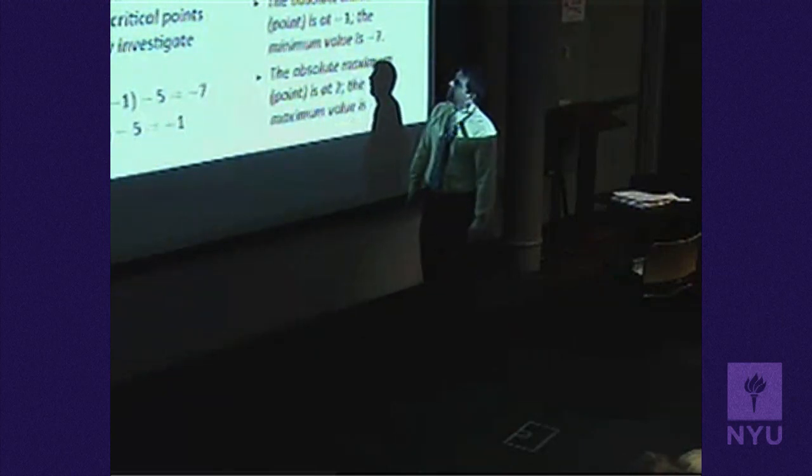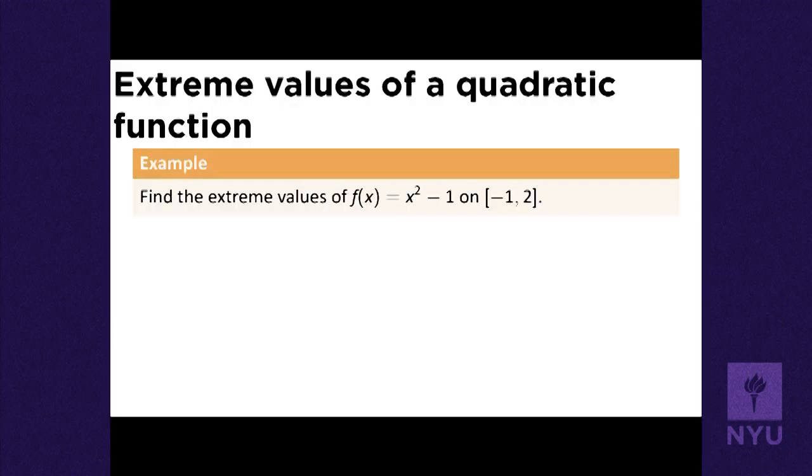Okay. Well, that was too easy, I guess. We should try something harder, like find the extreme values of f of x equals x squared minus 1 on the same interval, negative 1 to 2. Okay. So what do we have to do here? We have to find the critical points, find the places where the derivative is 0, or there is no derivative.